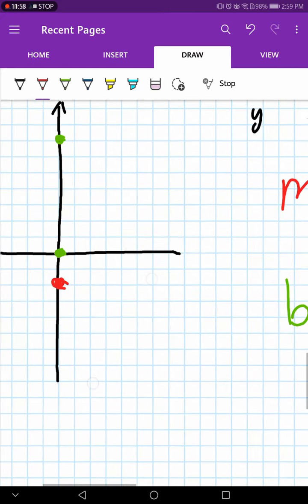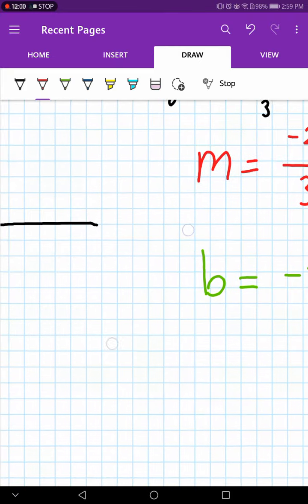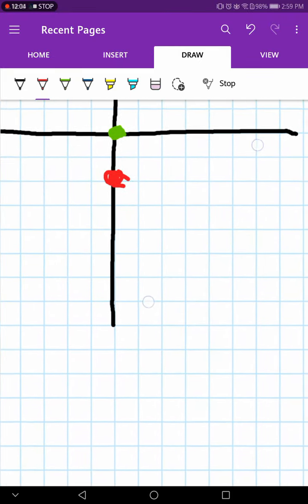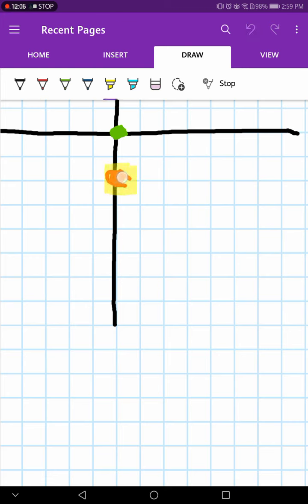What did he say to me? Negative 2, down. From where? From the point. From here, yes. I have to move down 2 steps and to the right 3 steps. 1, 2, and to the right 1, 2, 3. So the second point will be here.